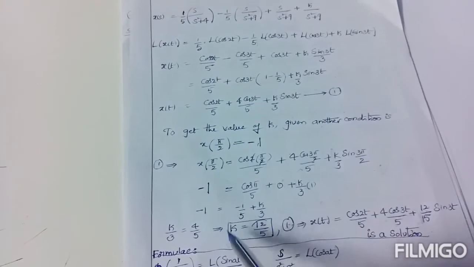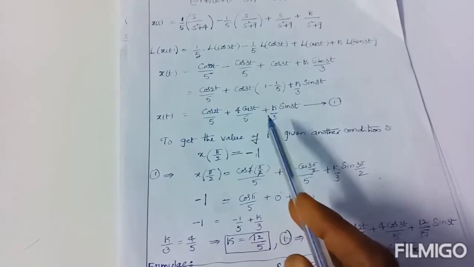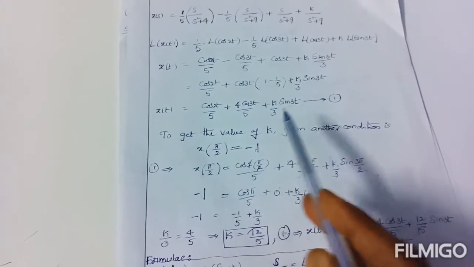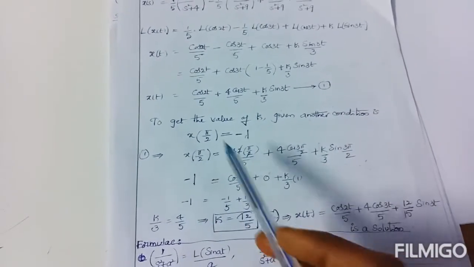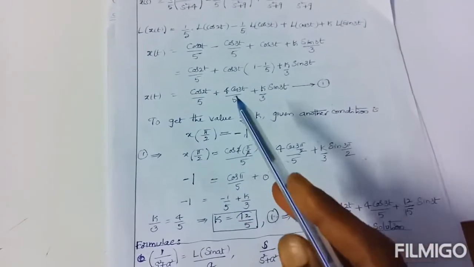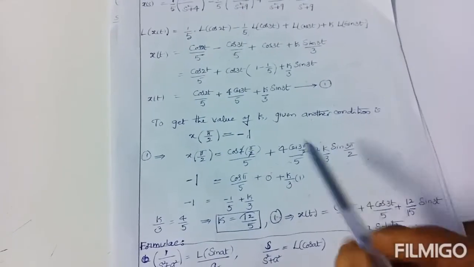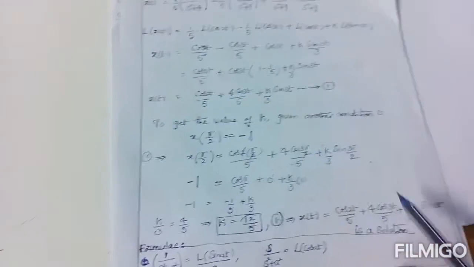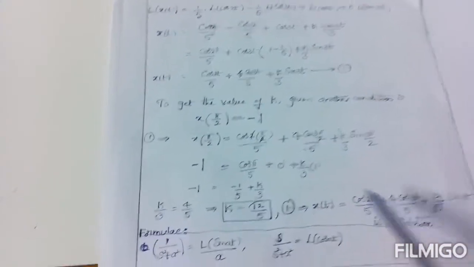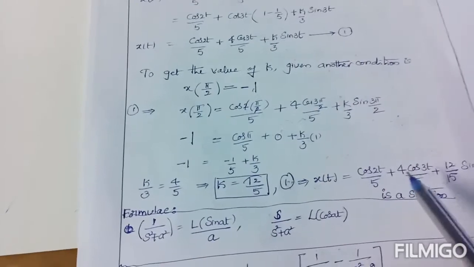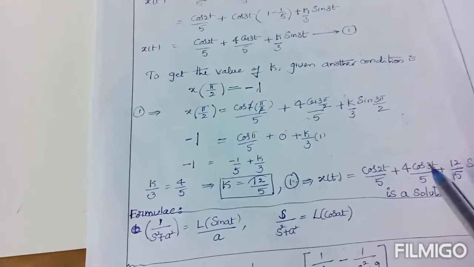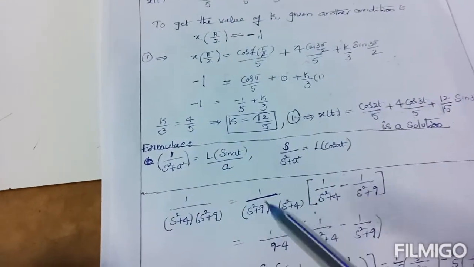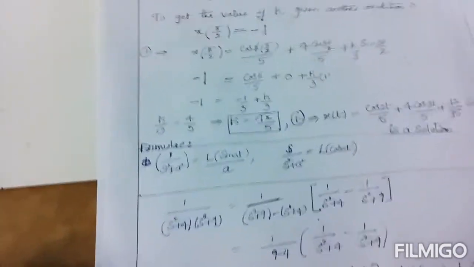Now you can substitute the k value in equation 1, and that gives us the complete solution of the given differential equation. So x of t equal to (1/5) cos 2t plus (4/5) cos 3t plus k by 3 with k equal to 12 by 5, that is 12 by 15 sin 3t. This is the solution of the given differential equation. To solve this problem, you have to know the required formulas and this calculation.